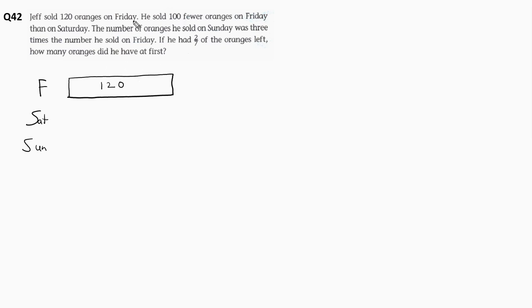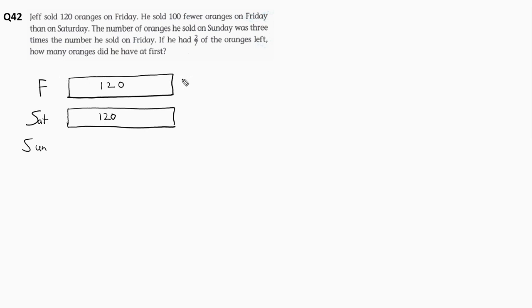Okay, this is a tricky bit. He sold 100 fewer oranges on Friday than on Saturday. So think about it. Which day has fewer? He sold 100 fewer oranges on Friday. So Friday has the smaller amount, and if Friday has 100 fewer than Saturday, Saturday has 100 more than Friday. So Saturday has, and this is the way I do it, at least let's give it first the same amount as Friday, because we're comparing them.